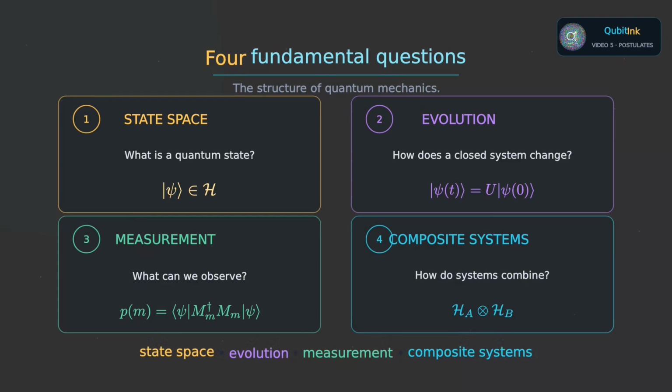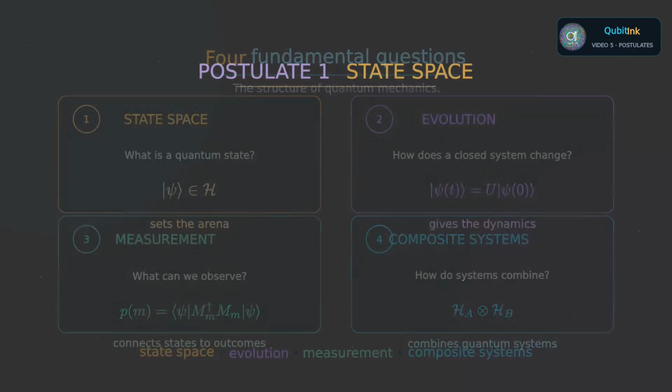Postulate 1 sets the arena. Postulate 2 gives the dynamics of closed systems. Postulate 3 tells us how information is extracted through measurement. And postulate 4 tells us how individual quantum systems combine into a composite system. So let us begin at the beginning.